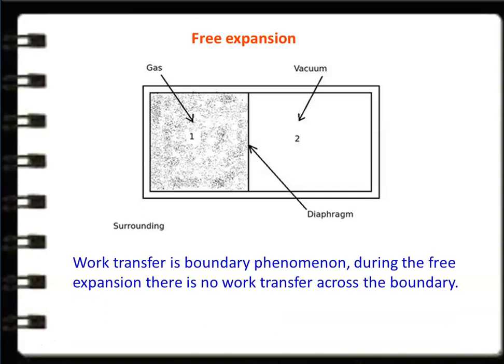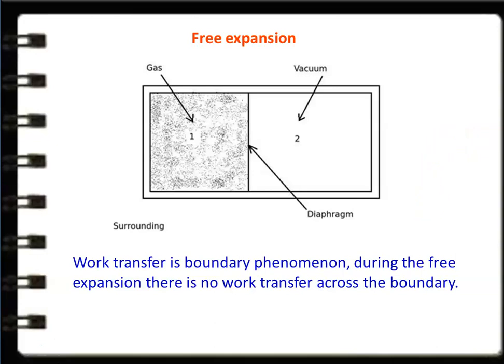And another important process here is free expansion. When you have free expansion, we have two small compartments. One compartment is filled with gas, another compartment is vacuum, and the system is completely adiabatic. It is completely enclosed and tight, completely insulated. When the diaphragm is punctured, the gas expands into the vacuum space. This is called free expansion, and there is no work done by the system.